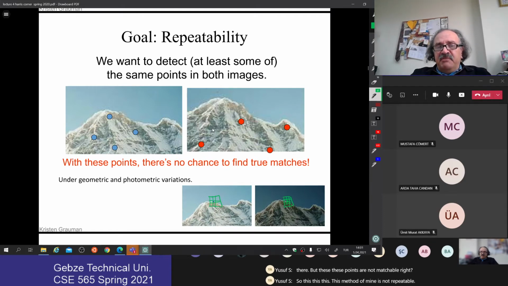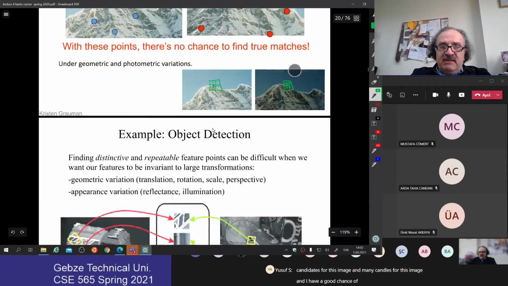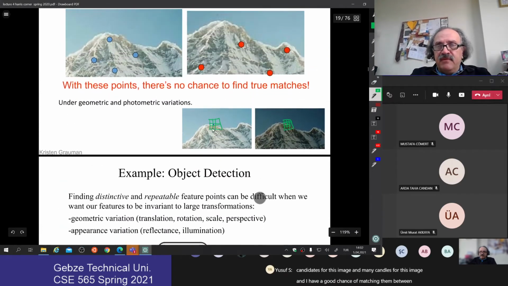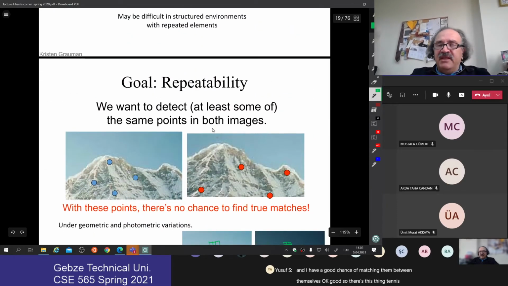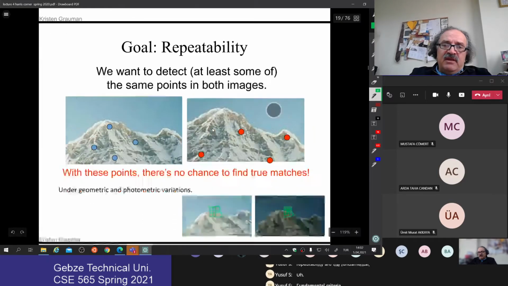I would like to have repeatable key points so that I have a chance of matching them. So there should be many candidates for this image and many candidates for this image, and I have a good chance of matching them between themselves. Good. So this distinctiveness and repeatability are very fundamental criteria for our key point detection.